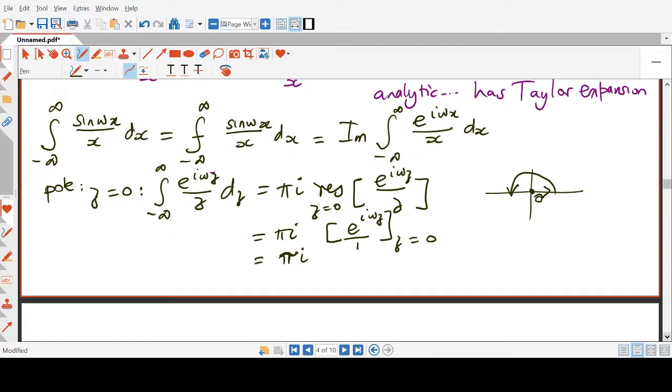So we need the imaginary part, guys. We are dealing with sine. So the integral from minus infinity to infinity of sine omega x over x dx will be the imaginary part of the above. And the imaginary part is pi. So the answer is pi. The integral of sine x over x as you go to infinity on both sides is pi.